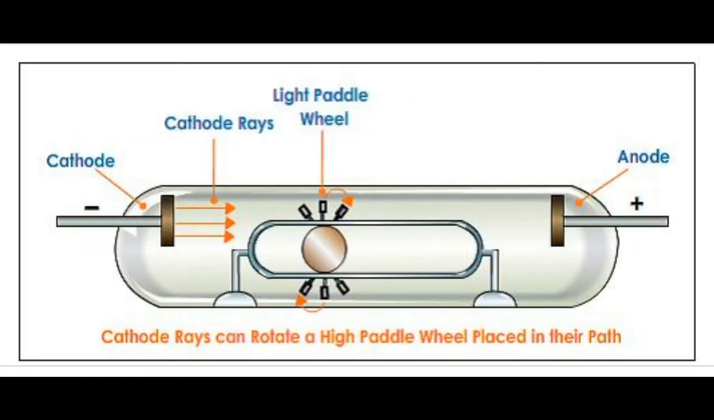Cathode rays possess momentum. When a light paddle wheel is kept in front of the cathode, it starts to rotate. It implies that cathode rays can cause a mechanical motion.